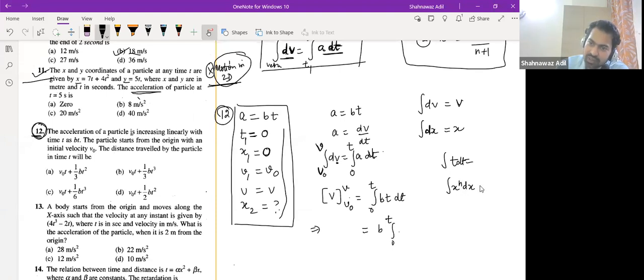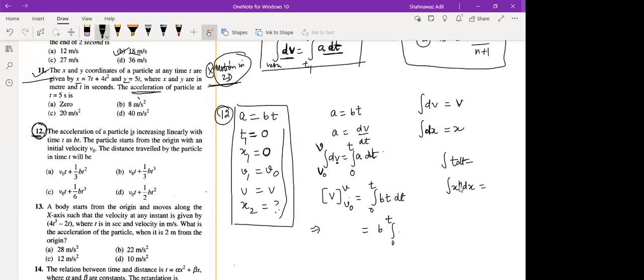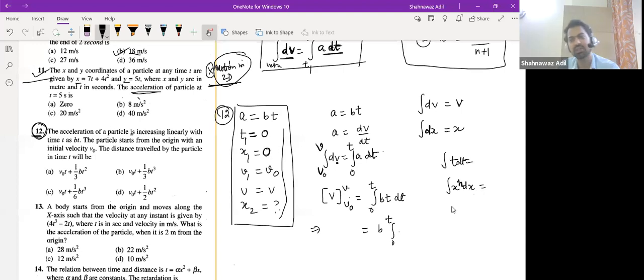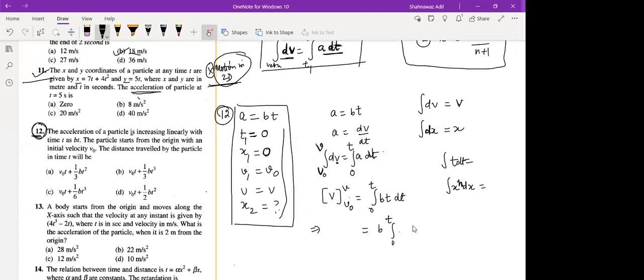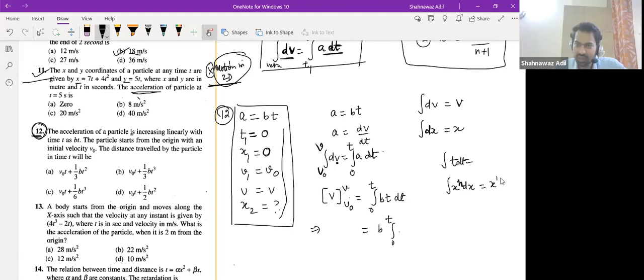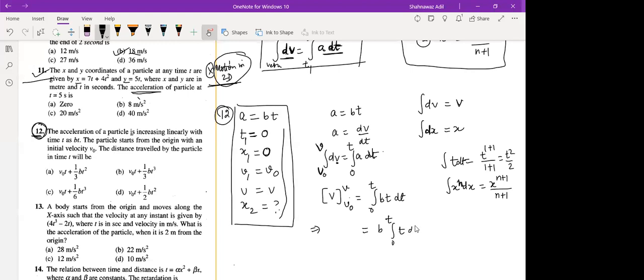Let me write x^n. What is the integral of x^n? This is x^(n+1) divided by n+1. Right. So this is t, the power is 1. So this would be t^(1+1) divided by 1+1. So this would be t square by 2. Is this clear? Yes, sir. So this is dt.